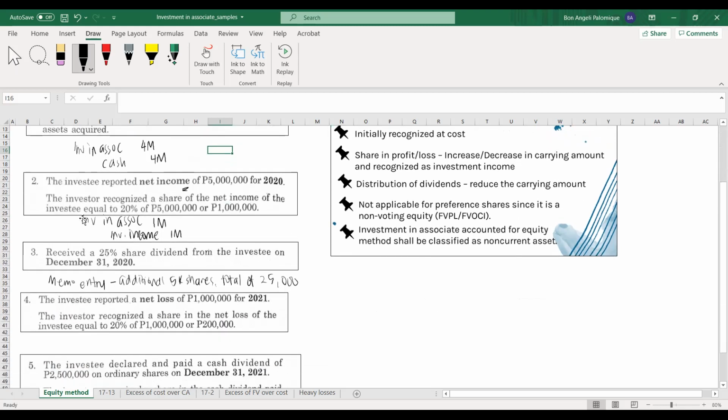Next is the investee reported a net loss of 1 million. So, yung net loss niya, 20% is may impact sa atin. Under equity method is as if isa lang tayo, kaya magkakaroon din ng impact sa ating investment in associate. So, dahil lugi, pabawas yung ating investment ng 200,000 which is the 20% of 1 million. Then, ang debit natin is loss on investment, dahil nagkaroon siya ng loss and as one tayo. So, debit loss of investment amounting to 200,000.